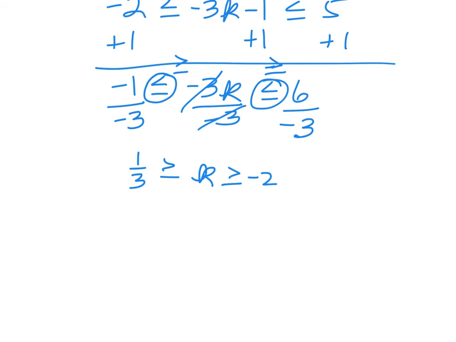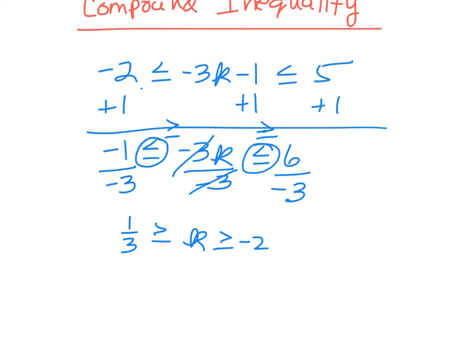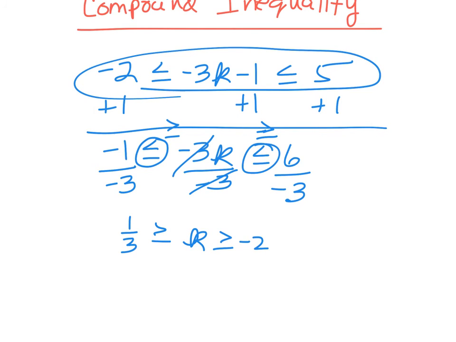So what are we saying? What does this answer mean? Let's wait a minute, David. It means if I pick any value between negative 2 and 1/3 and put it back in up here, that statement will hold true. So one way to write our solution is to set k such that 1/3 is greater than or equal to k, which is greater than or equal to negative 2.